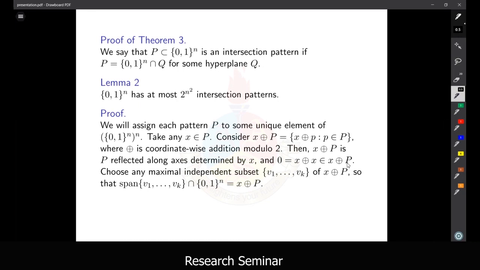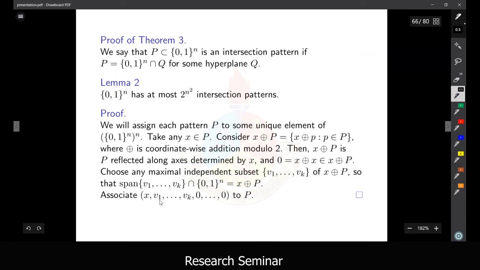So how do we proceed? Now we choose any maximal independent subset of this x plus P, so that the span of those vectors intersected with our hypercube is equal exactly to x plus P. Of course, we may note that this subset is of size at most n minus 1, because if it was of size n, then we would get, of course, the whole hypercube. And finally, we just associate this set of vectors to P.